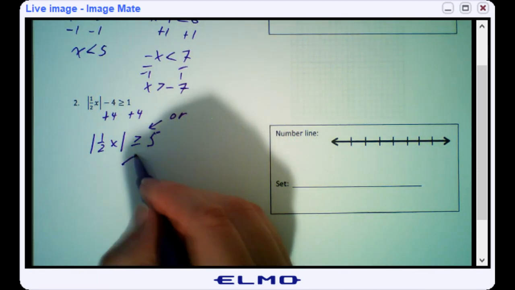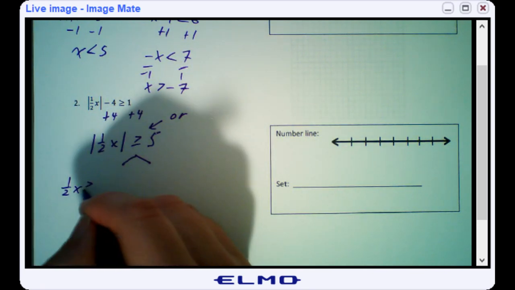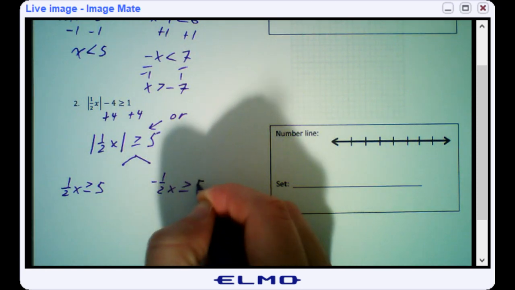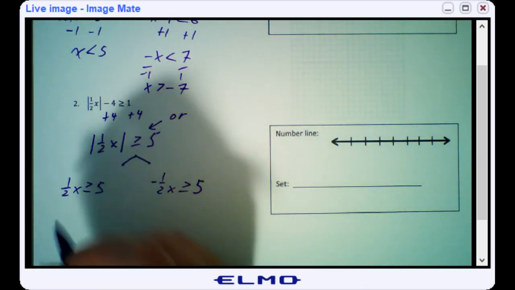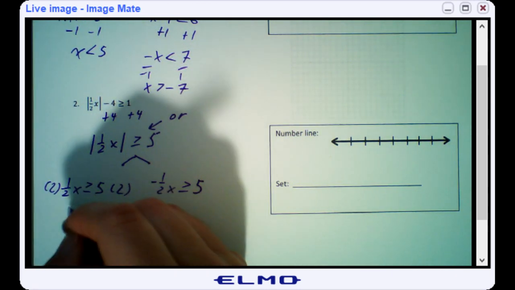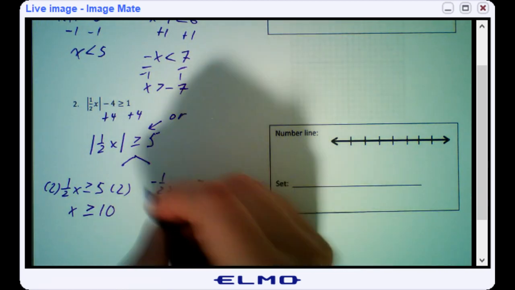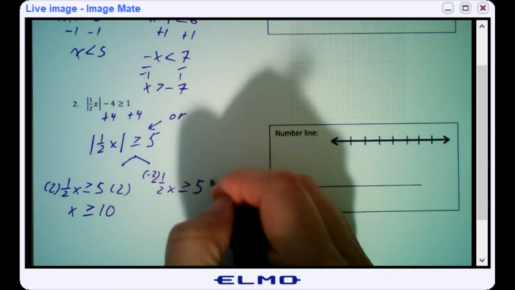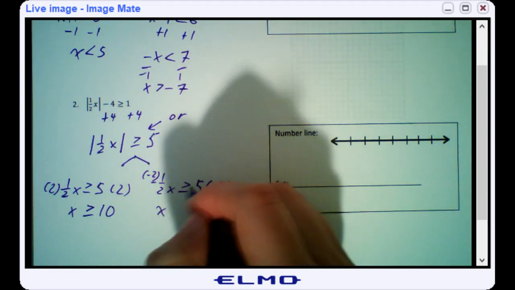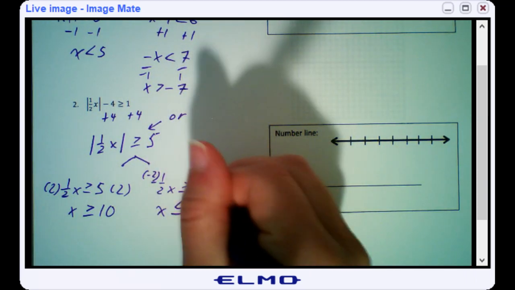I do my 2 problems, my normal, 1/2 x is greater than or equal to 5, and my opposite, negative 1/2 x is greater than or equal to 5. For the left one, I'm going to multiply both sides by 2. So x is greater than or equal to 10. For the right one, I'm going to multiply both sides by negative 2. That's the reciprocal of negative 1/2. So x, remember when we multiply by a negative, we flip the symbol, is less than or equal to negative 10.